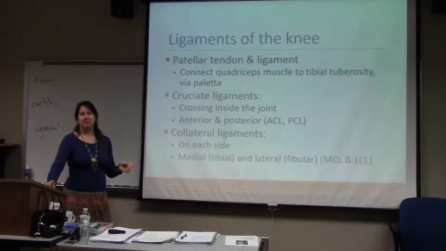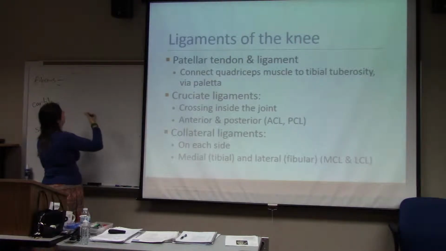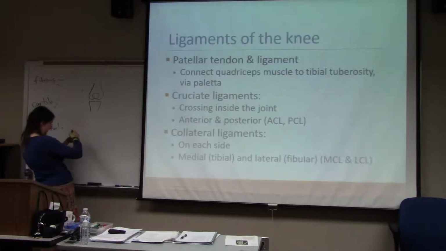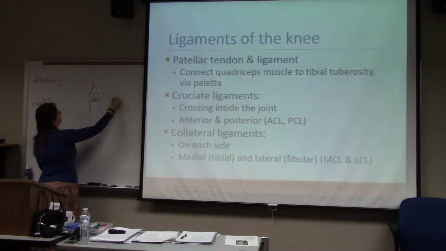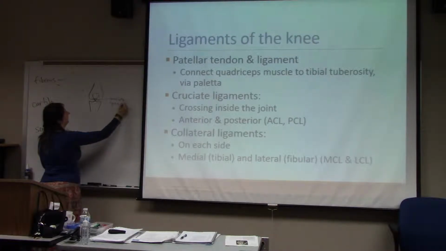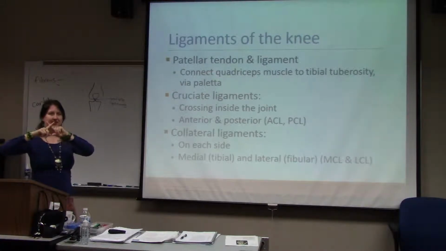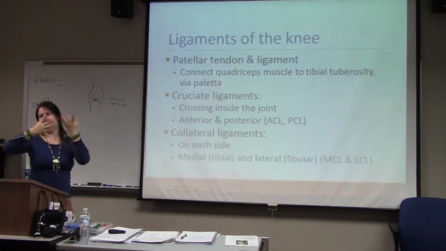Cruciate ligaments, that means crossing. These are inside the joint. So if we look from the front, and the patella would be about here, there's the tibia. They make a little X in the middle. They're called anterior and posterior, ACL and PCL for short. Okay. And that's which one's in front, which one's in the back.